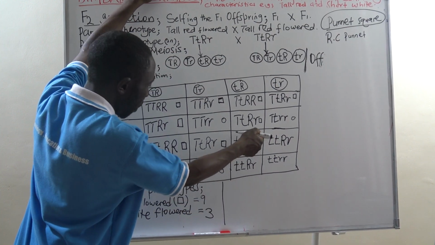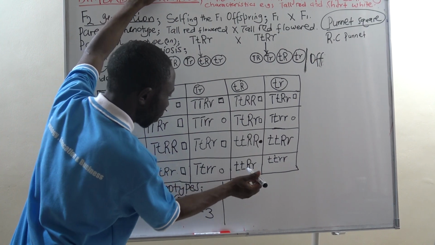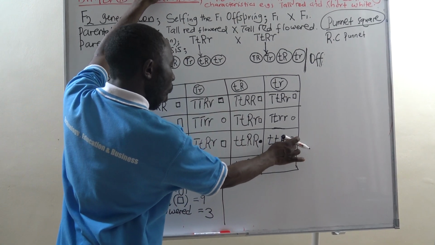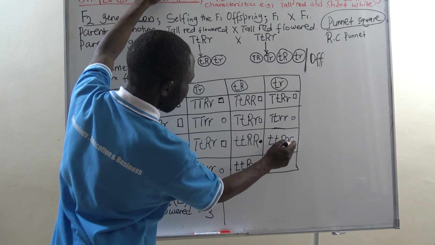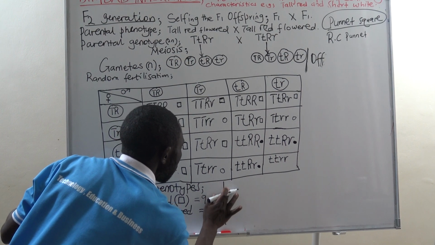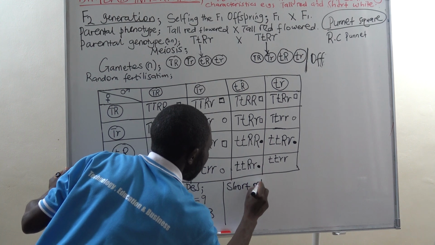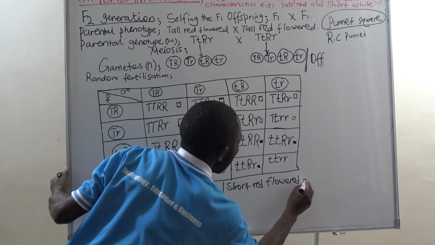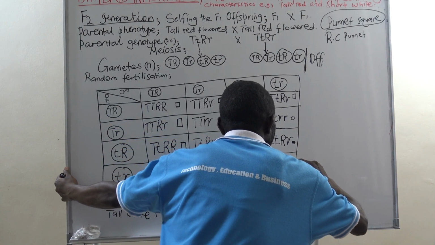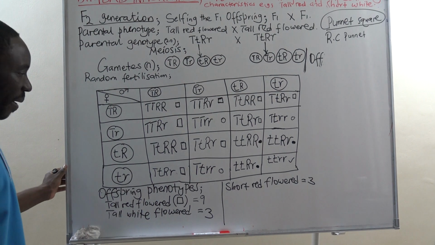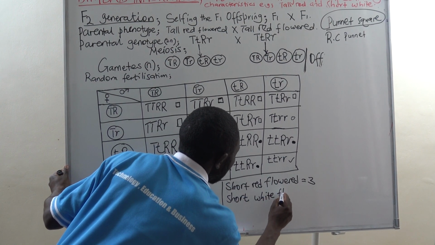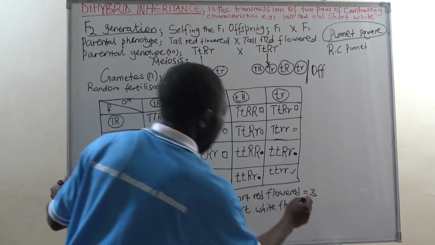This is dwarf red flowered. So all short red flowered, short red flowered, give it the same mark, giving it a dot. This one also is tall red flowered. I give it a dot. So short red flowered plants equals 3. 1, 2, 3. Then lastly, I can give an identifiable mark as a tick. That is short white flowered. Short white flowered equals 1.